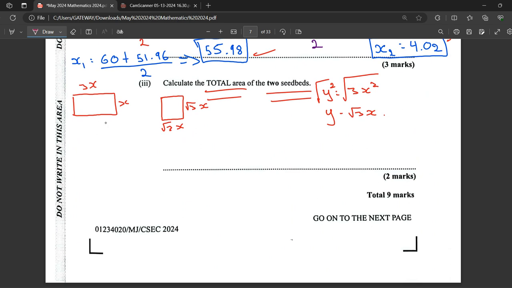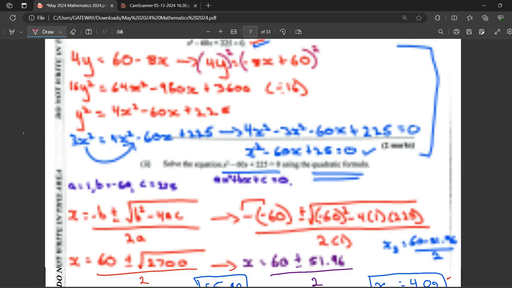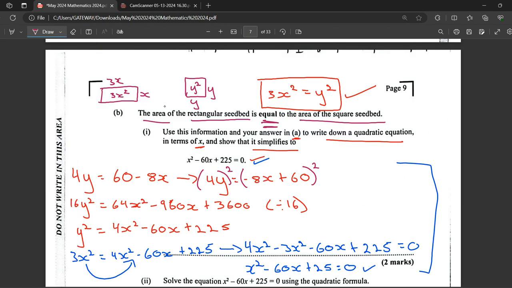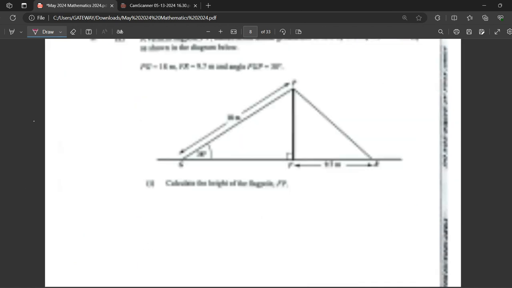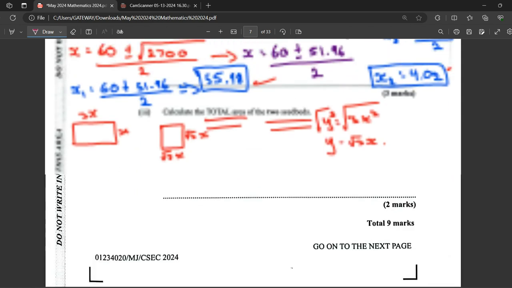So what I could do is find the area of just the rectangle here and multiply it by 2 to get the total area, because they say the area of the rectangular seed bed is equal to the area of the square seed bed. So both areas are equal. If I find the area of the rectangle, that would be equal to the area of the square. Therefore, I could just multiply the area of the rectangle by two to get the total area of the two shapes. So that's what we're going to do.